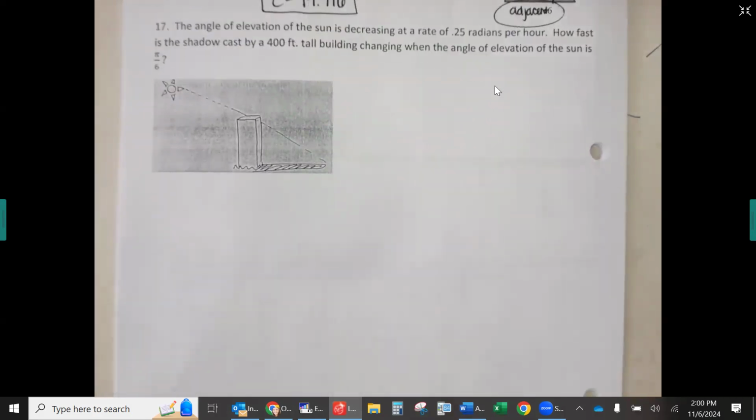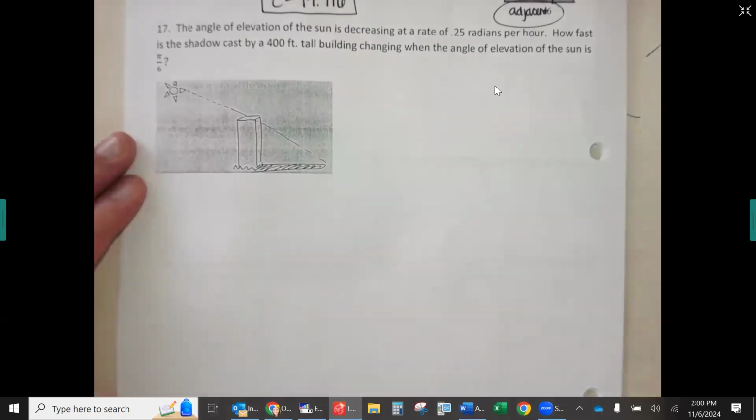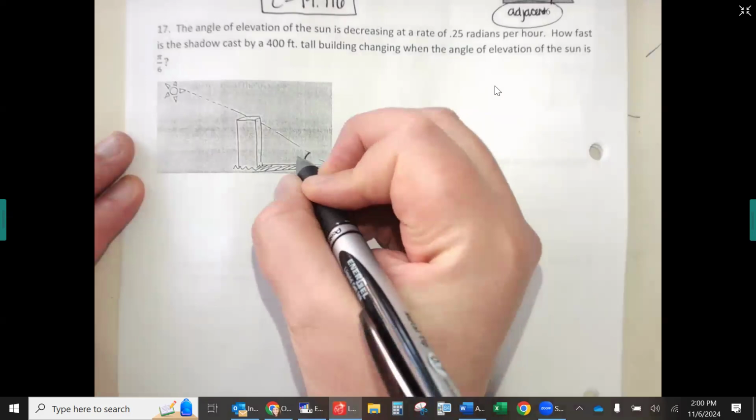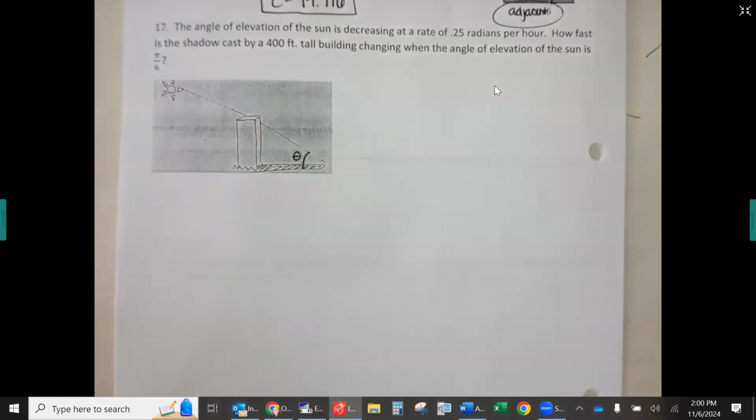Okay, so it says the angle of elevation of the sun is decreasing at a rate of 0.25 radians per hour. How fast is the shadow cast by a 400-foot building changing when the angle of elevation of the sun is pi over 6? Okay, on your picture here, angle of elevation is the measurement from perfectly horizontal up to look at the sun. That would be your theta.